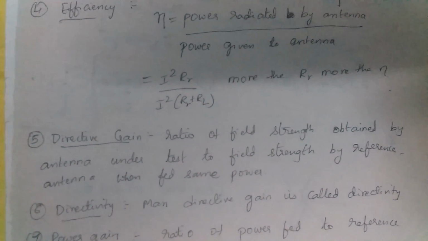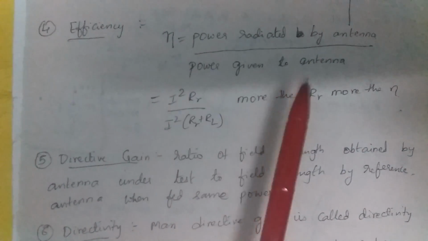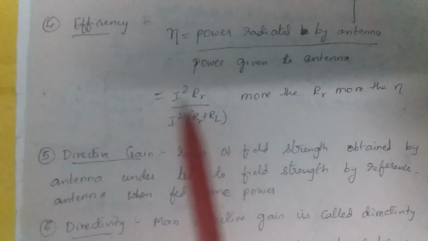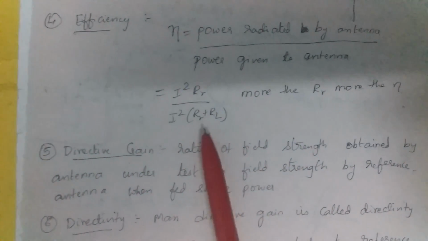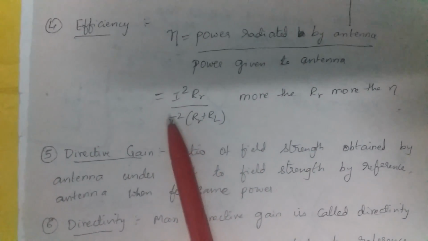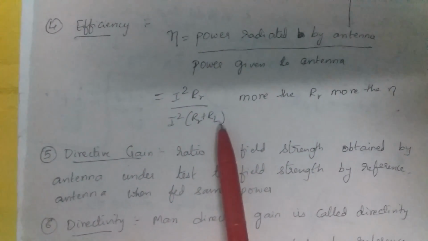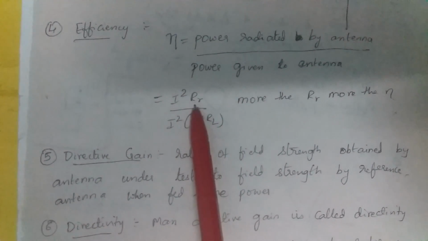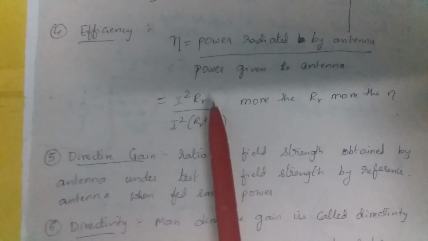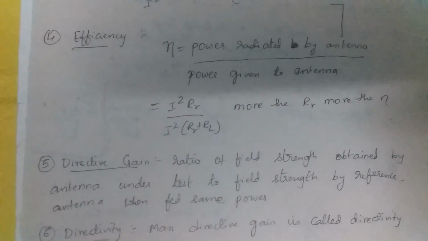Efficiency. Efficiency is equal to power radiated by the antenna by power given to the antenna. So I square RR by I square (RR plus RL). So what is RR? Radiation resistance, and RL is load resistance. So the more the radiation resistance, the more will be the efficiency.